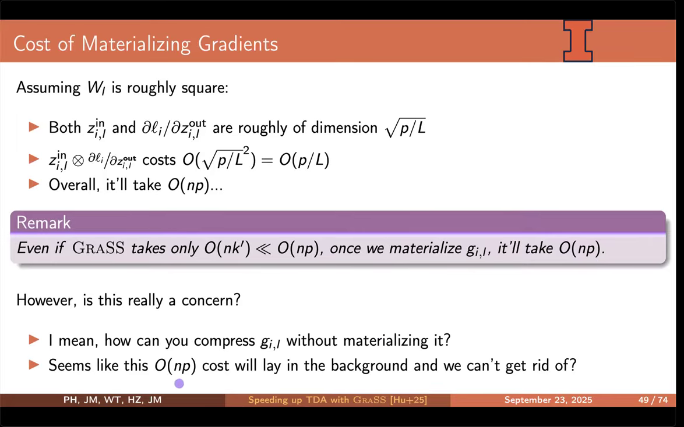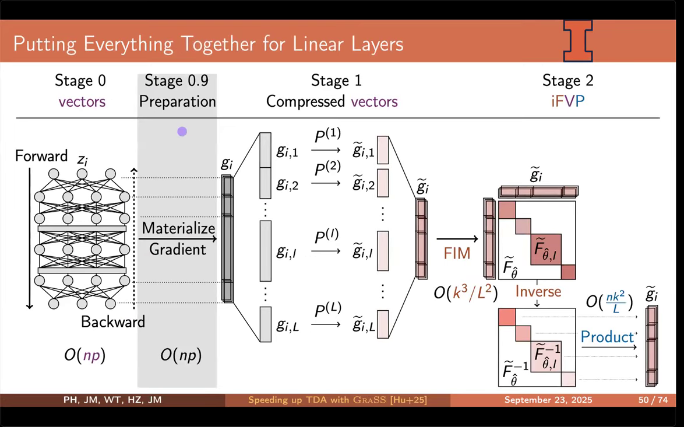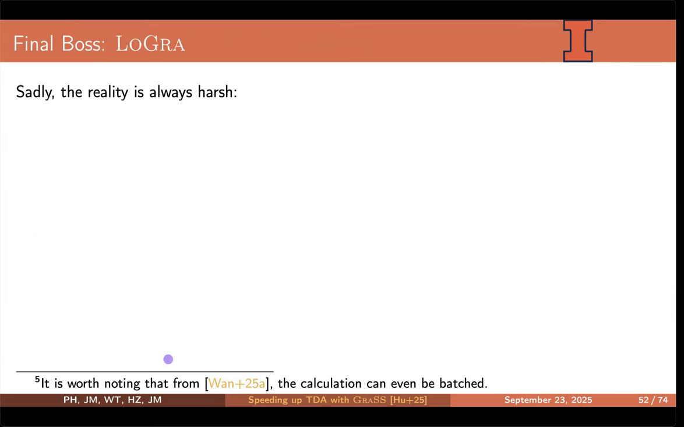It just lays in the background when we do stage 0, which is the forward and backward passes. Sure, there's stage 0.9, which is the preparation stage, corresponding to materializing the linear layers' gradient. So you can basically just view them together, right? So the reality is always harsh.